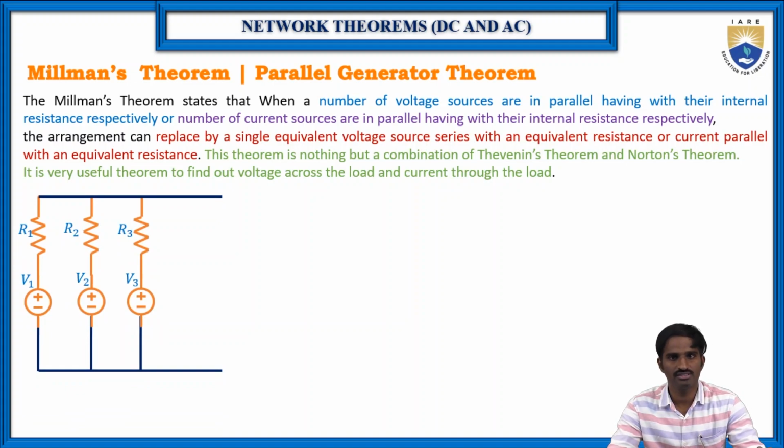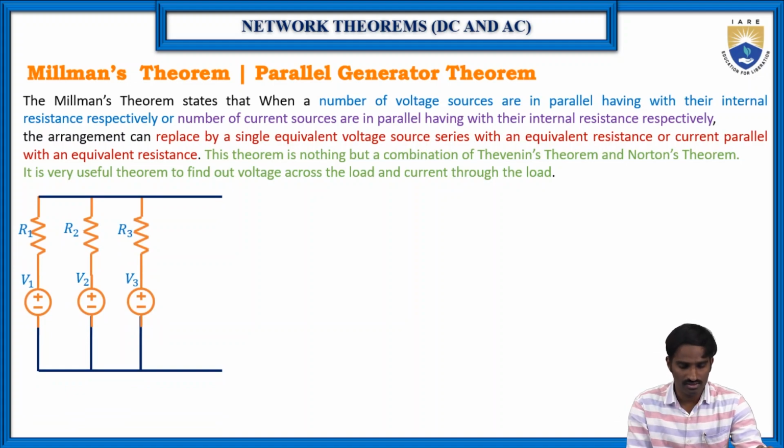So here let us consider a circuit having n number of voltage sources, and the voltage sources are parallel with each other, and the voltage sources have their internal resistance in series with that particular voltage source. So let us consider V1, V2, V3 as the three voltage sources, and here R1 is the internal resistance of V1, and R2 is the internal resistance of V2, and similarly R3 is the internal resistance of V3.